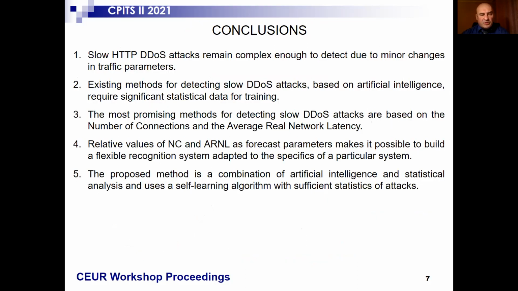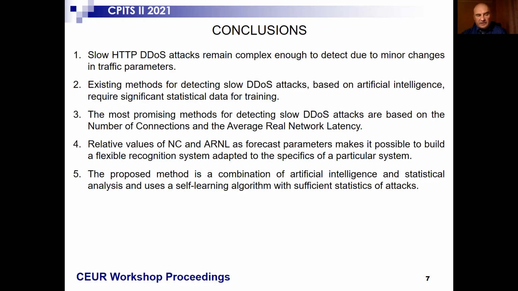This review allows us to draw certain conclusions. First, slow HTTP DDoS attacks remain complex enough to detect minor changes in traffic parameters. Second, existing methods for detecting slow DDoS attacks based on artificial intelligence require significant statistical data for training. The method based on predicting users' behavior by the number of connections and the time of the average real network latency is more promising.